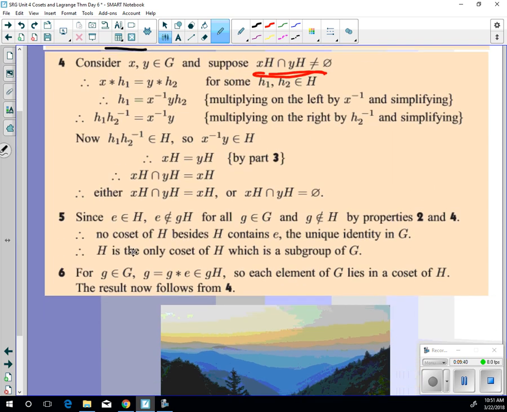xH is equal to yH if and only if xH and yH are equal, which means that to contain the identity element, xH has to be equal to H, essentially, which means that the only possible left coset of group G has to be H itself. Right. Good. And then number 6.